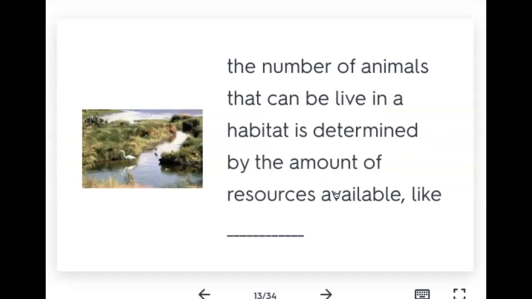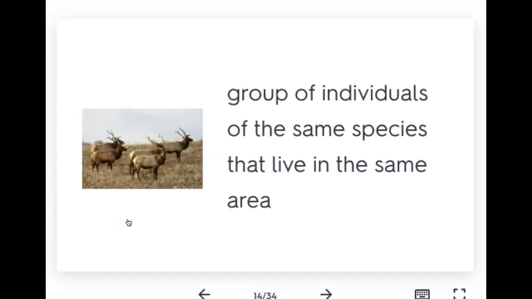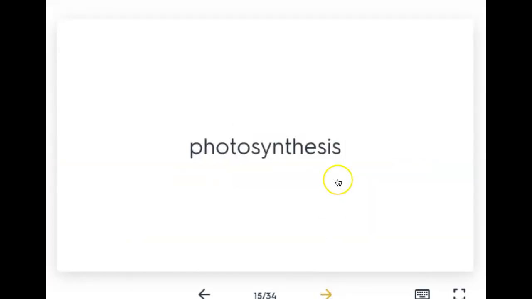The number of animals that can live in a habitat is determined by the amount of resources available, like the amount of food available or the amount of water. Population is going to be a reference to a specific species. So when we're looking at a population, we're looking at the individuals of that species that live in the same area. So for example, all the grasshoppers in Kings Mountain, or all the people in a specific city. So population is going to be referring to just one species in particular.